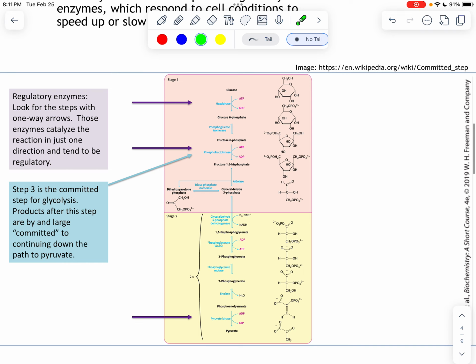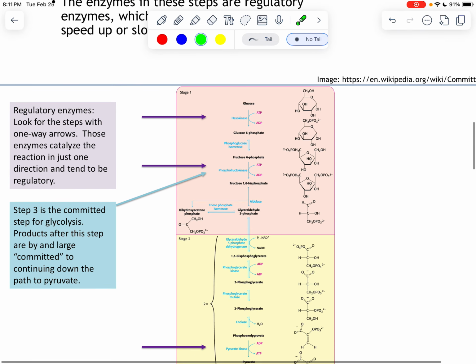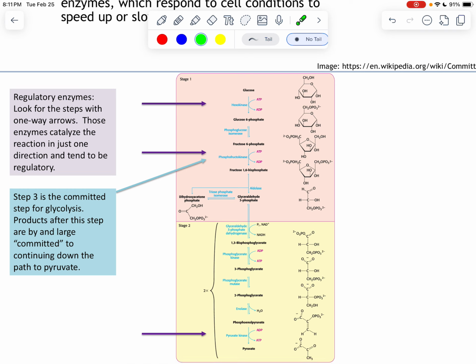All right, so if we look at our 10 steps of glycolysis, in this more detailed picture, if you look closely, we can blow some of these up, you'll see some of these are one-way arrows, versus some are two-way arrows. So glucose 6-phosphate to fructose 6-phosphate energetically can move in both directions, versus glucose to glucose 6-phosphate with hexokinase is really a one-directional reaction. So for the regulatory enzymes, we're going to look for those steps with those one-way arrows. Those tend to be regulatory.